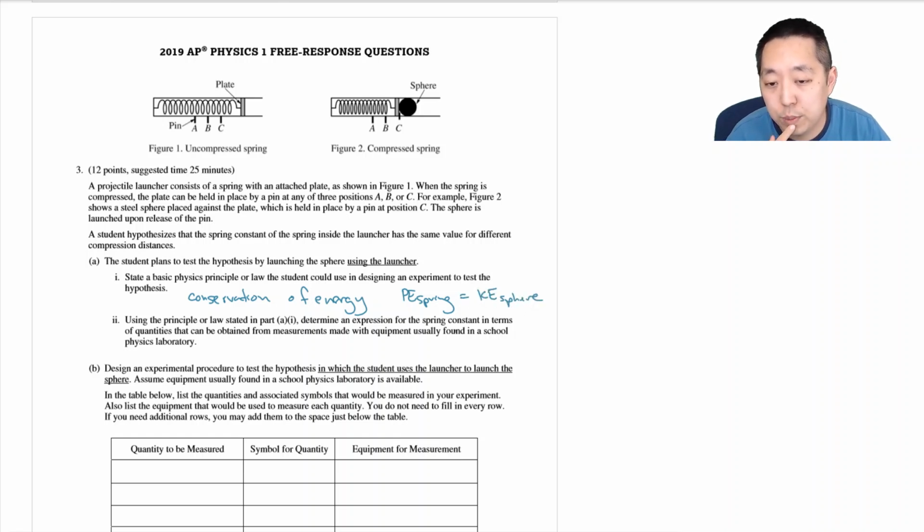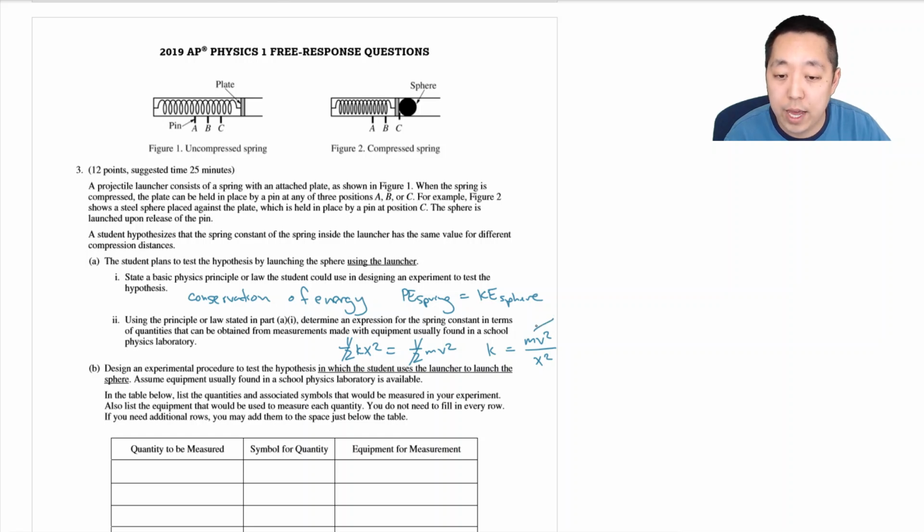Determine an expression for the spring constant in terms of quantities that can be obtained from measurements made with equipment usually found in a school physics laboratory. Well, we're going to measure the distance. We're going to say 1/2 kx squared, that's the potential energy, would have to equal the energy of the sphere. Now, the question is whether or not you think the sphere is going to spin. If it's not spinning, you would just do 1/2 mv squared. And so you could solve for k by canceling, and you would say k is equal to mv squared over x squared.